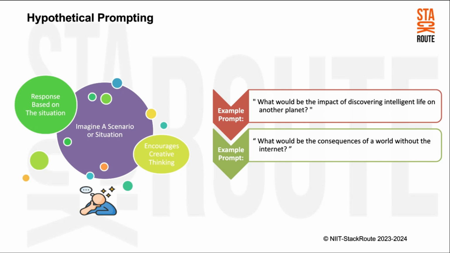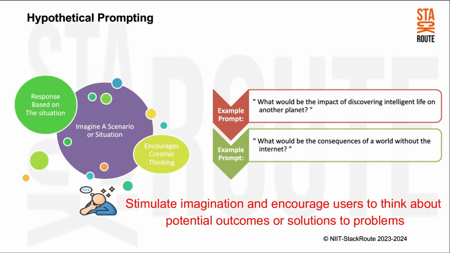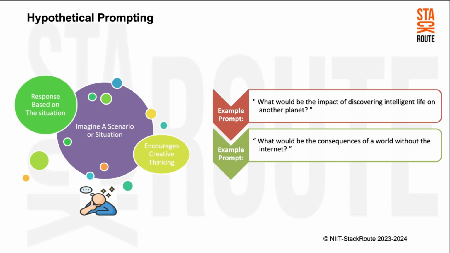And in these prompts, the user is asked to imagine a scenario that is not currently happening and provide a response based on that scenario. So, they are used to stimulate imagination and encourage users to think about potential outcomes or solutions to problems. More examples are given on the screen. What would be the impact of discovering intelligent life on another planet? The second example prompt is: what would be the consequences of a world without the internet? And you can try these examples using ChatGPT.